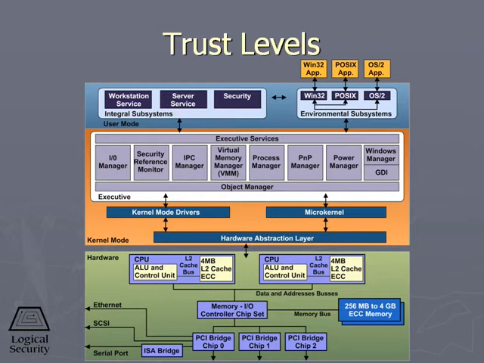Starting with the hardware abstraction layer and proceeding upward through the executive services, these are the components of the operating system. Now the section in the blue at the top of this diagram, these are the user's applications. These are the processes and programs that the user desires to run, that actually performs the productive work that the user is trying to accomplish.